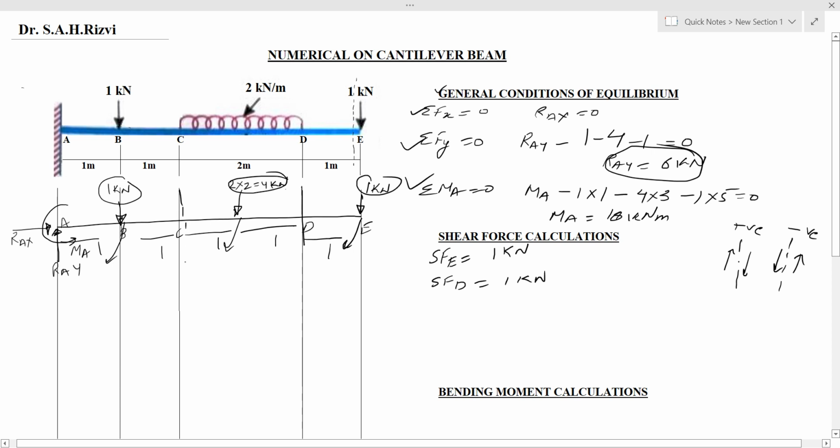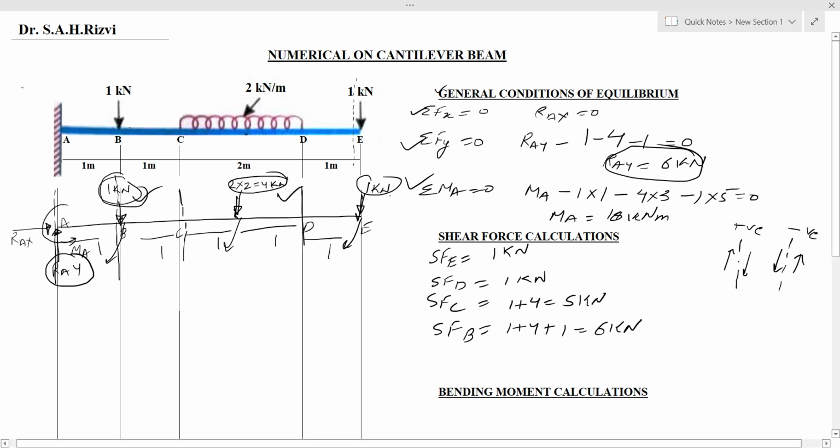When we cut the section at point C, we can see that there are two forces that are moving downwards toward the right of the section. So both are positive. So total force will be 5 kilonewton. Now shear force at point B. We can see that one more force is there. So there are three forces, 1 plus 4 plus 1, total force 6 kilonewton. And finally, when we move to point A, there is a force that is in upward direction towards the right of the section, so it will be treated as negative, and the rest of the three forces, that is 1 kilonewton, 4 kilonewton and 1 kilonewton, will be positive.